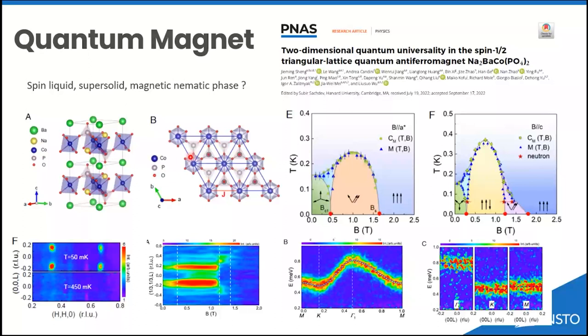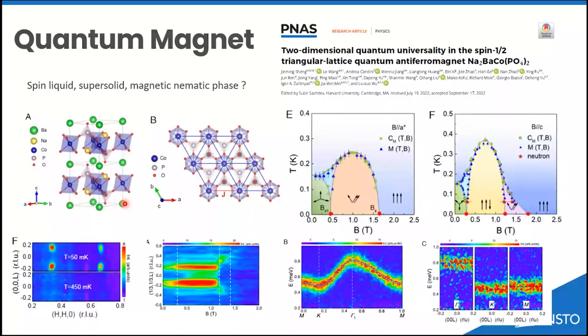it is proposed that this sample can hold a spin liquid state, or a supersolid state, or a magnetic or nematic phase, et cetera. But really this is still an ongoing process. No one has definitively proved it. But we combined our new semi-Tesla superconducting magnet and the dilution insert on the Pelican instrument, and we did extensive studies.